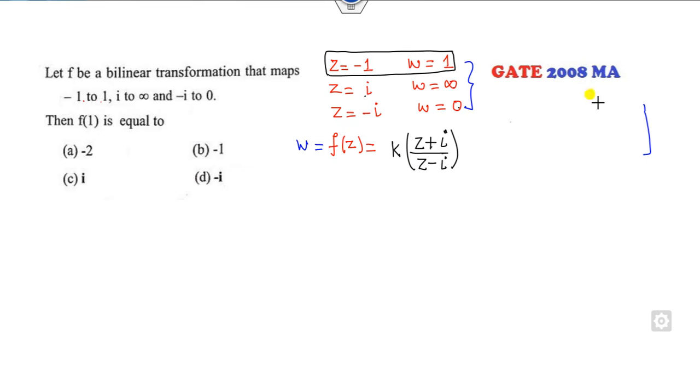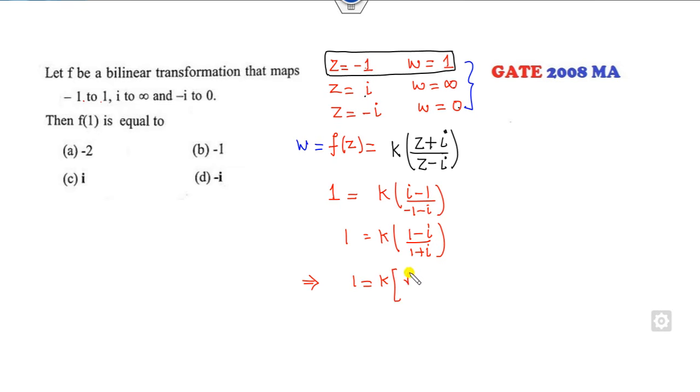So this transformation is not there. So I can simplify it. I can substitute here: z is my 1, w is my 1, and this is minus 1. So iota minus 1 over minus 1 minus iota. So I can take 1 minus iota over 1 plus iota. Fine. So I can change this into polar form.